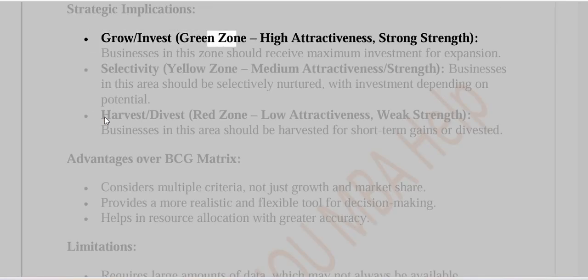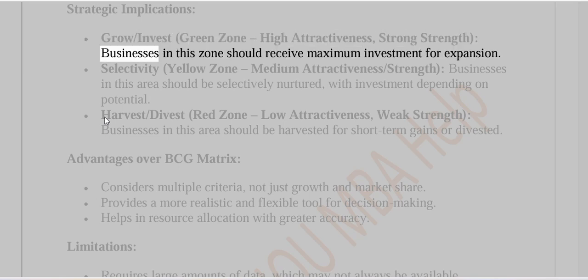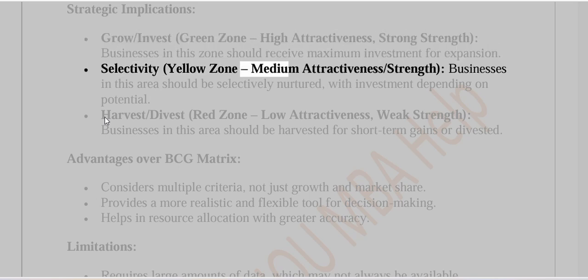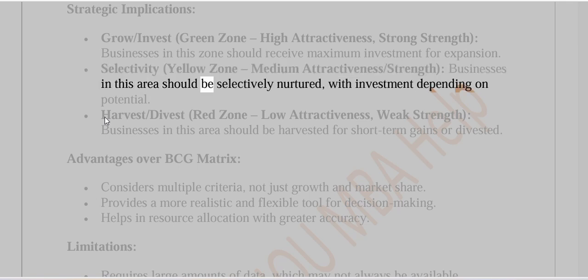Grow, invest: green zone, high attractiveness, strong strength. Businesses in this zone should receive maximum investment for expansion. Selectivity: yellow zone, medium attractiveness, medium strength. Businesses in this area should be selectively nurtured with investment depending on potential.